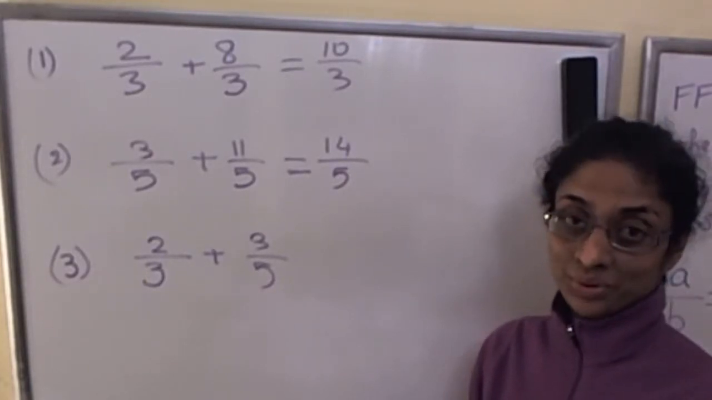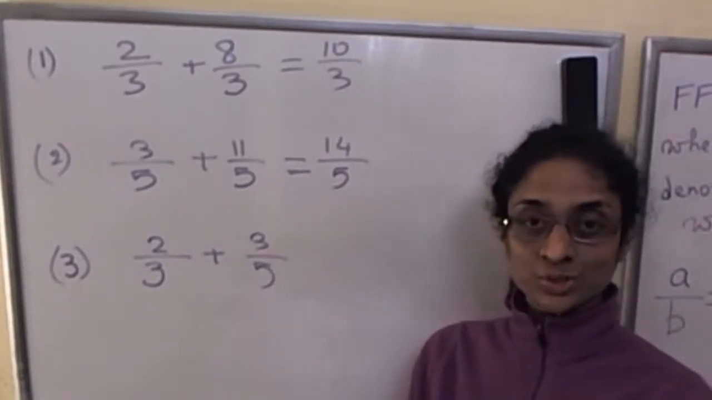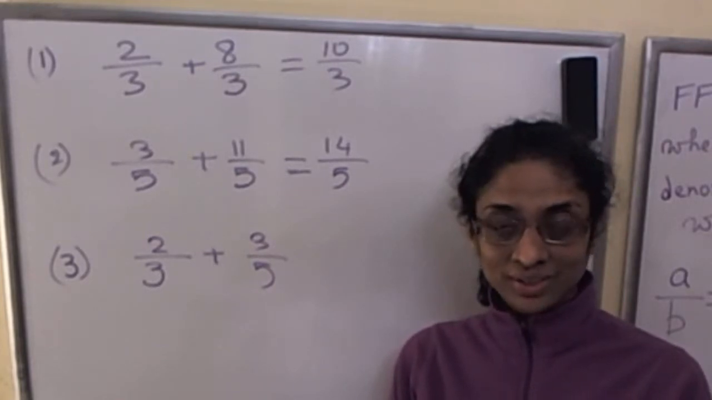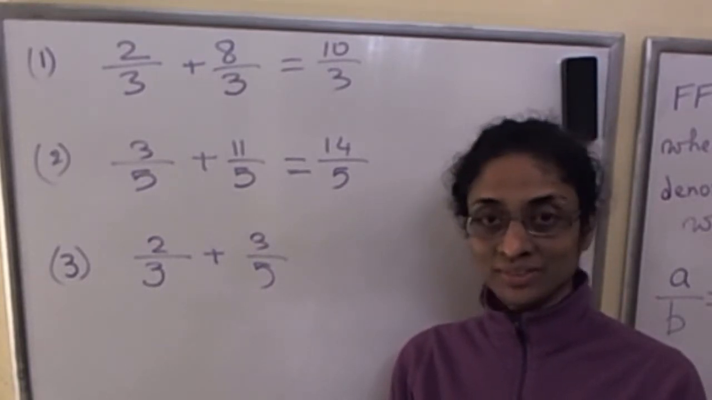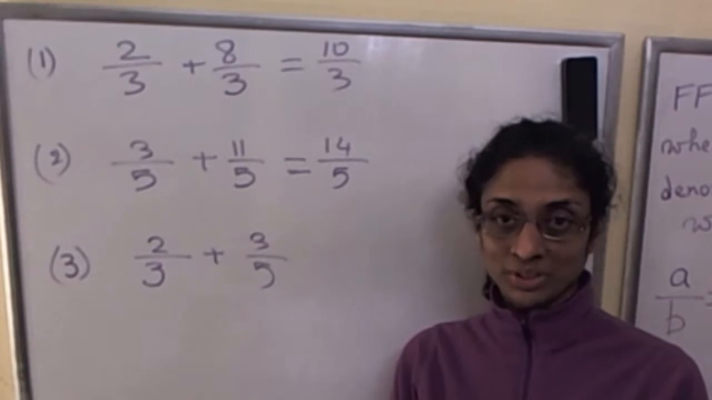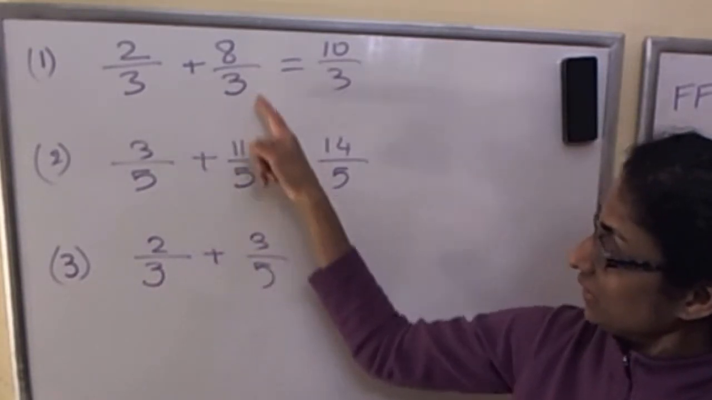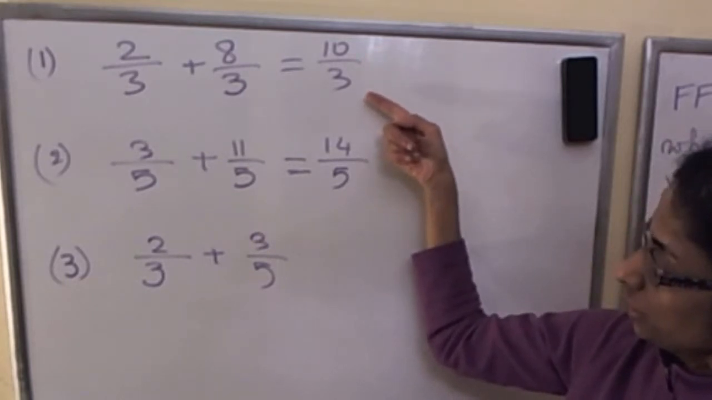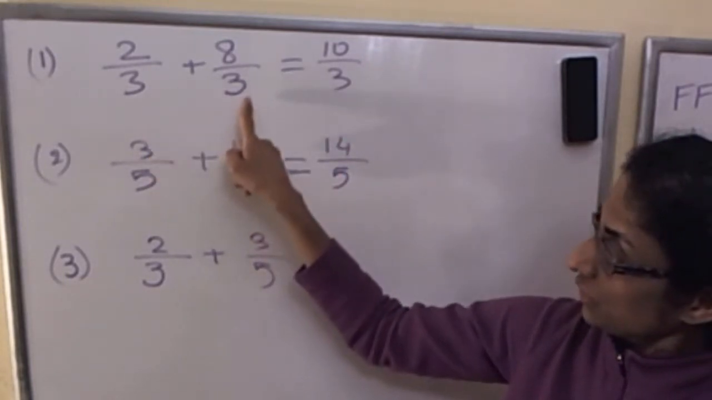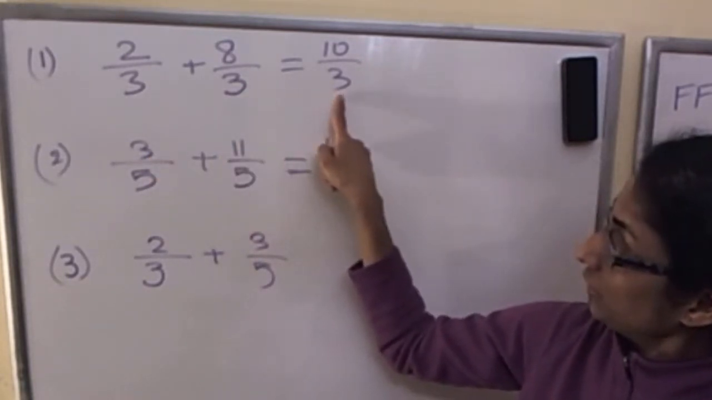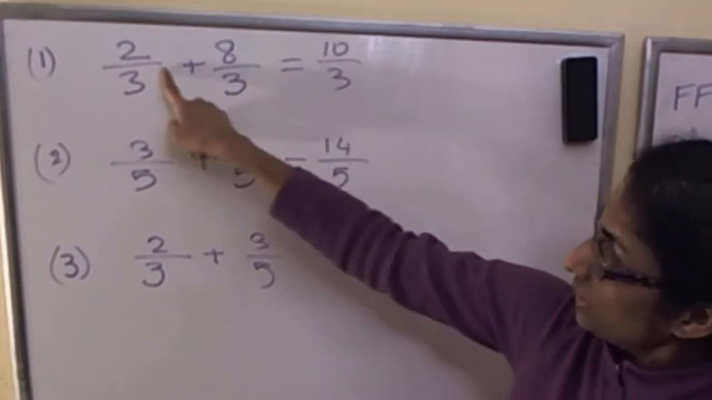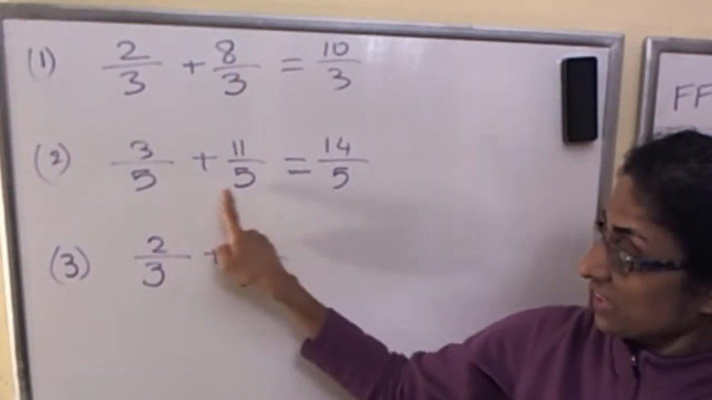So let's quickly review how we add fractions with the same denominator, and then we'll discuss how to add fractions with different denominators. Let's look at these first two examples. 2/3 plus 8/3 is 10 over 3. Notice the same common denominator out here, and the numerator is simply the addition of 2 and 8. You see the same thing here.